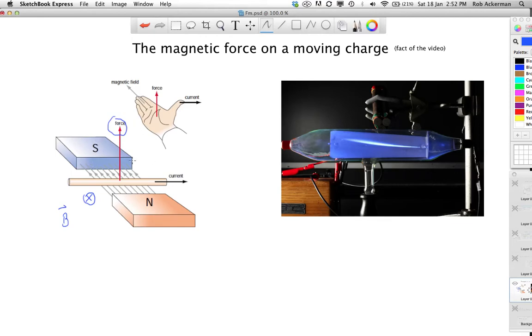Anyhow, getting back to what I wanted to discuss here is, now that you understand that forces are being exerted on each of the individual charges that are moving in this conductor, we now need to look at the formula that tells us how much force is exerted on each of those charges.